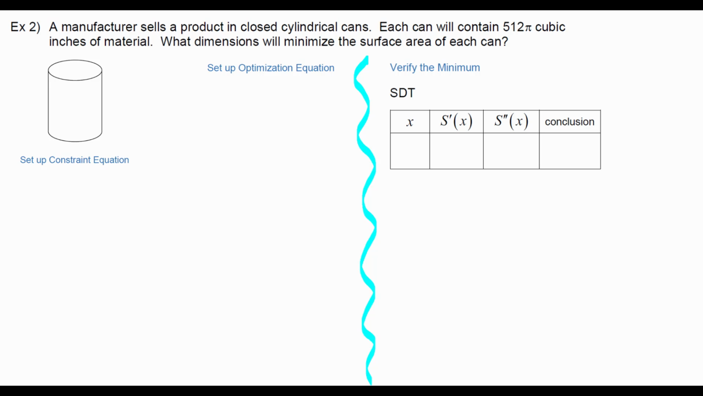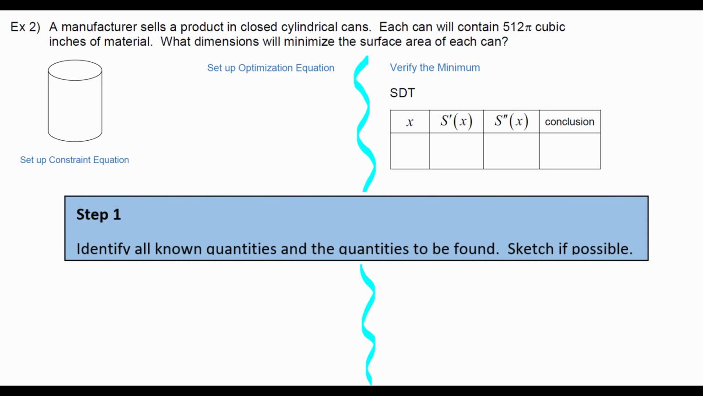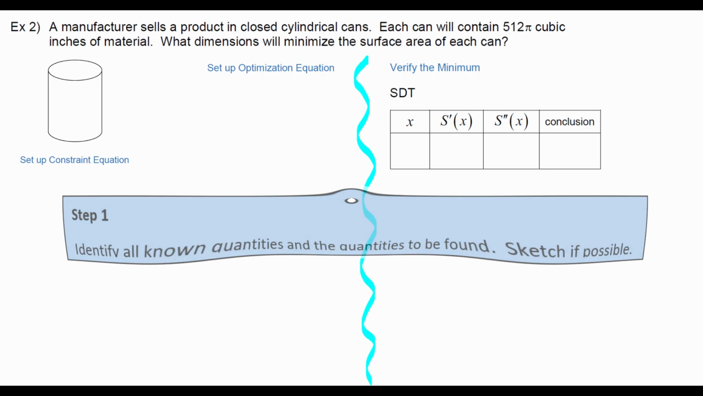Example 2. A manufacturer sells a product in closed cylindrical cans. Each can will contain 512 pi cubic inches of material. What dimensions will minimize the surface area of each can? So what is the first step again? First step was to identify all known quantities and the quantities to be found, and sketch if possible.